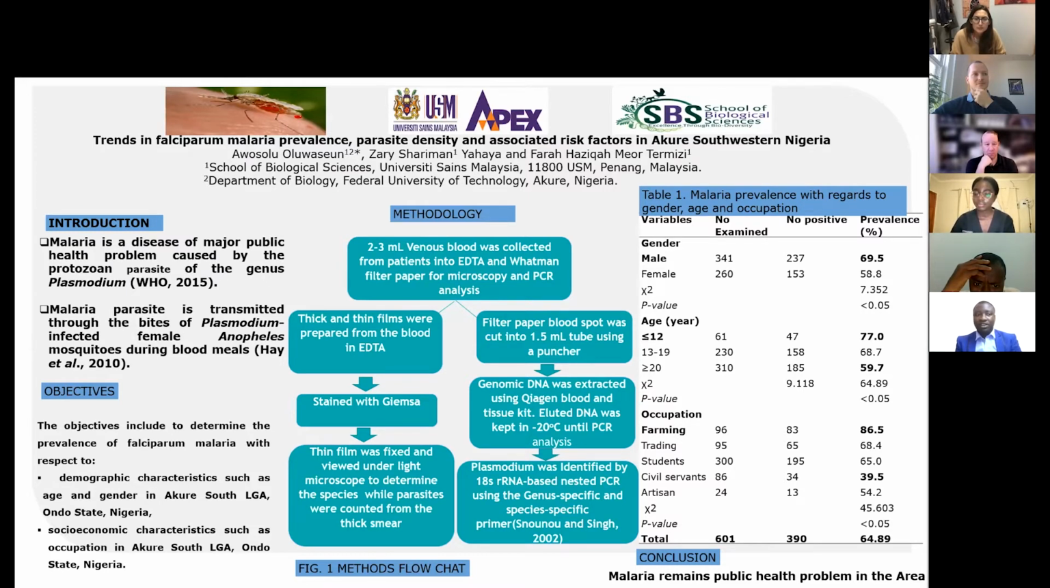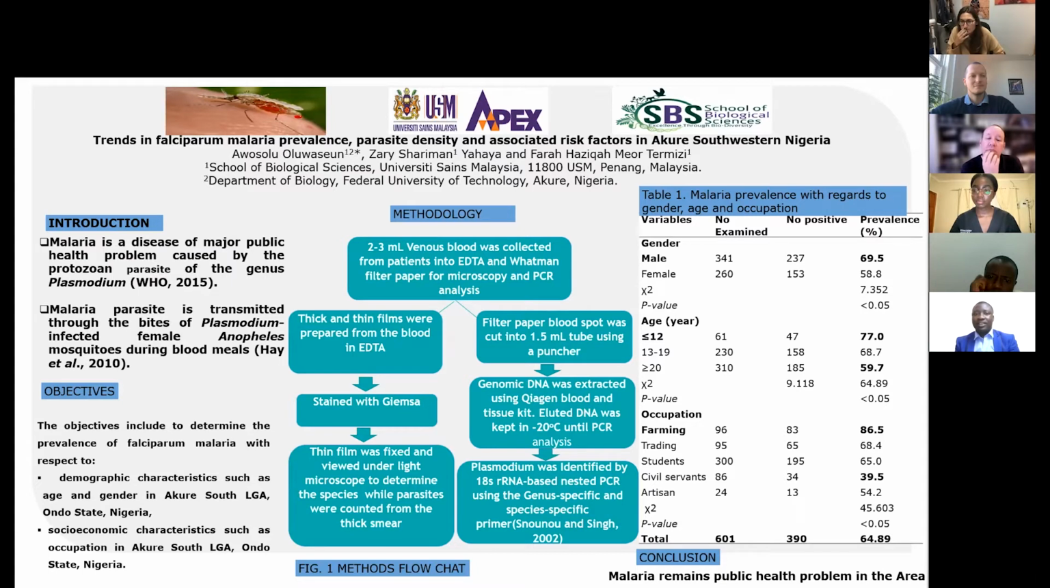So the aim of this study is to determine the prevalence of falciparum malaria with respect to demographic characteristics, for example, age and gender, and also socioeconomic characteristics such as occupation. The methodology involves the collection of 2 to 3 ml of venous blood from patients, aliquoted on Whatman filter paper and also put in EDTA for both microscopy and PCR analysis. Thick and thin smears were prepared from blood in EDTA for microscopy analysis and then stained with Giemsa, and the thin film was fixed and viewed under light microscope in order to determine the species of Plasmodium, and parasites were eventually counted with the help of the thick smear.